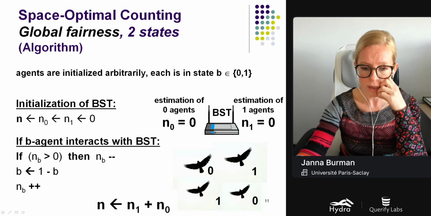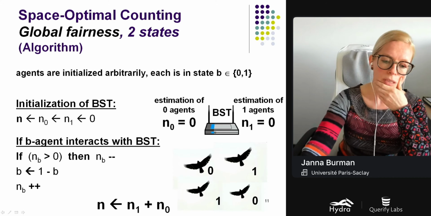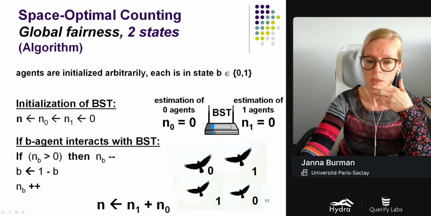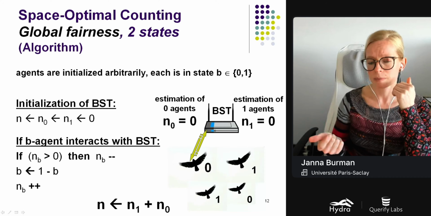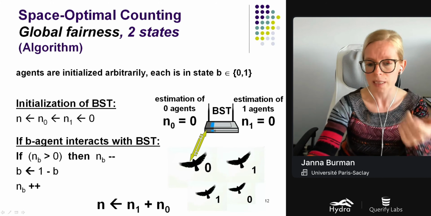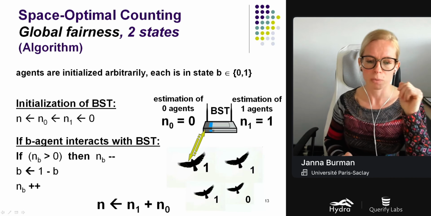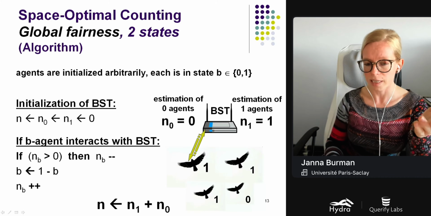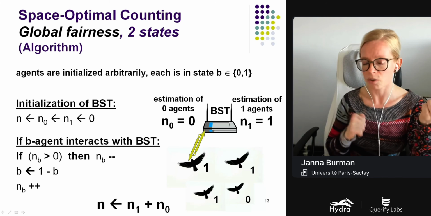So how does the algorithm work? I will explain it using the following example execution. Assume an agent in state 0 interacts with the base station. It flips its state to 1. Whenever it does this, the base station understands that there is one more 1 agent in the population and one less 0 agent.